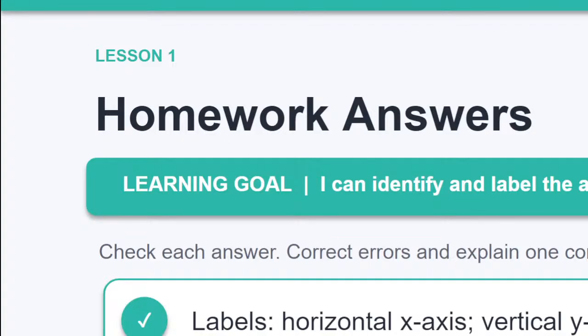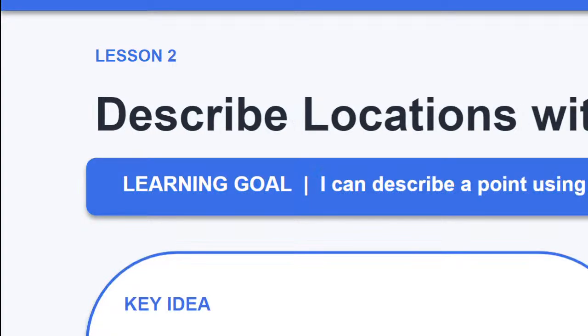Number 1, labels: horizontal x-axis, vertical y-axis, origin (0, 0), quadrant 1 upper right, quadrant 2 upper left, quadrant 3 lower left, quadrant 4 lower right. Number 2, quadrant 4. Number 3, quadrant 3. Number 4, it lies on the y-axis. Number 5, the origin is where the x-axis and y-axis intersect. This is (0, 0).